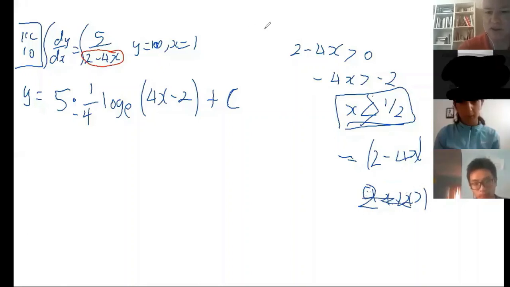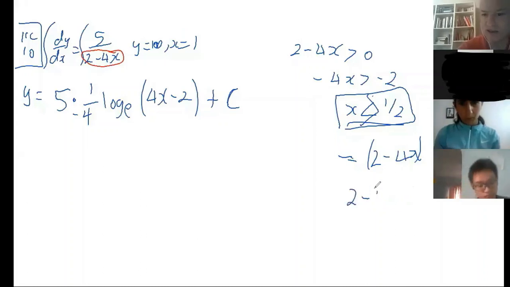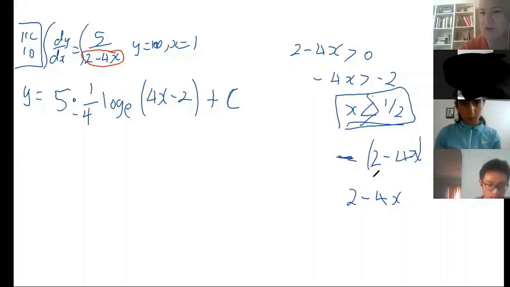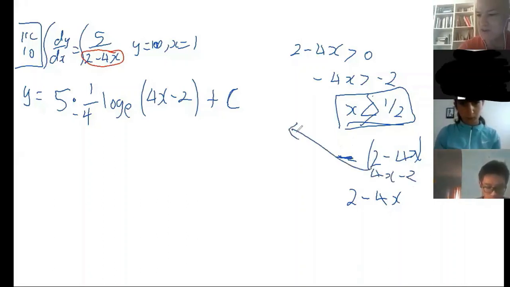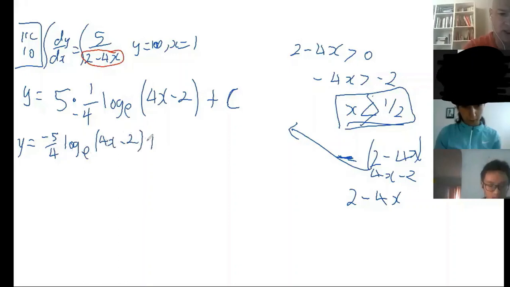Let me just erase that one. I'll be using the 2 minus the 4x as it is. But because it's a negative, less than 0, I'm putting the negative in front of it, which means it changes to 4x minus 2, which I'm writing in my question. Does that make sense now? Yeah, that makes sense. Okay, so let's simplify this. I mean, you can simplify it later. I like simplifying as I'm going, so that's just negative 5/4 log e of 4x minus 2 plus c.